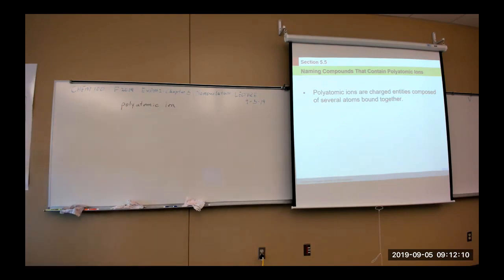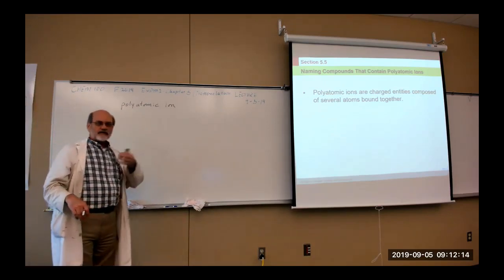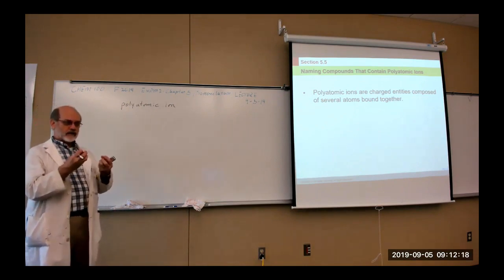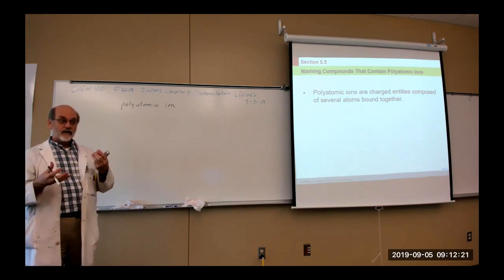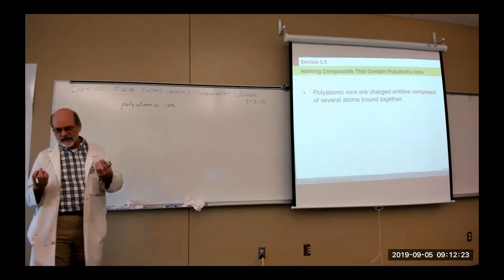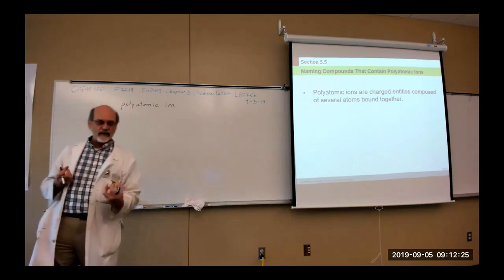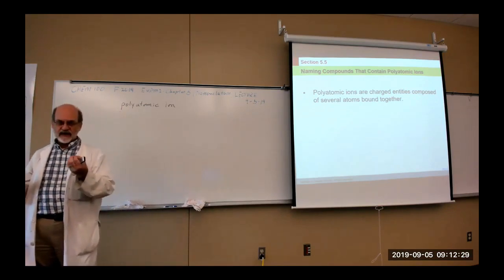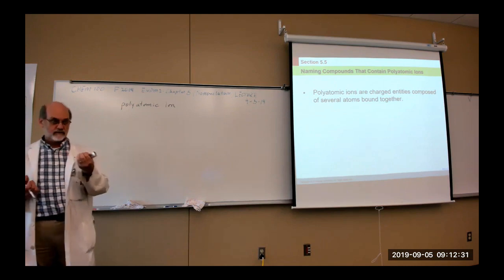So why should we be concerned with polyatomics? Because in the compounds, they behave as single units. In other words, if it's a binary compound, you might have an element as your cation and a polyatomic as your anion. It's still a binary compound because that polyatomic behaves as a single unit.